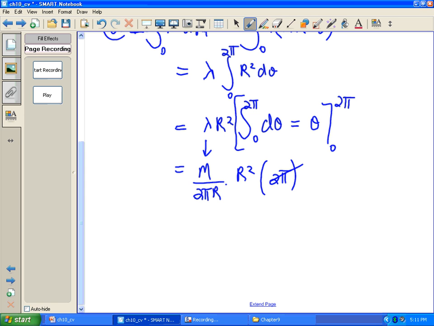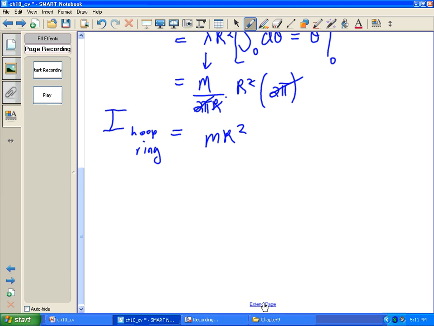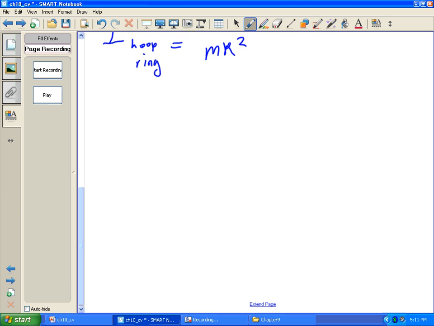This 2 pi cancels that 2 pi. This r cancels one of these r's. And so the moment of inertia of this hoop, or thin ring, whatever we want to call it, is mr squared. Okay, what if instead of a thin ring, we have a solid disk?